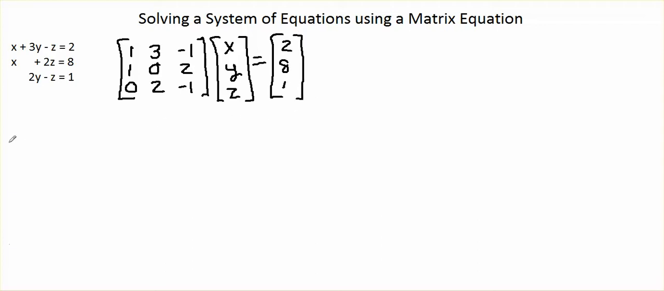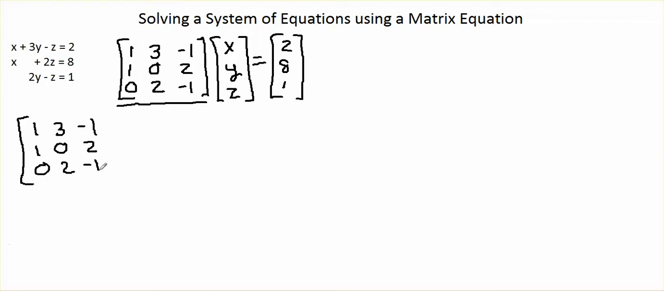And if you can remember back to section 12-3, when we found the inverse matrix of a 3 by 3, we found it by using an augmented matrix. So let's go ahead and find the inverse of our coefficient matrix. And remember, to find the inverse, we need to add to it the identity matrix for a 3 by 3 matrix.